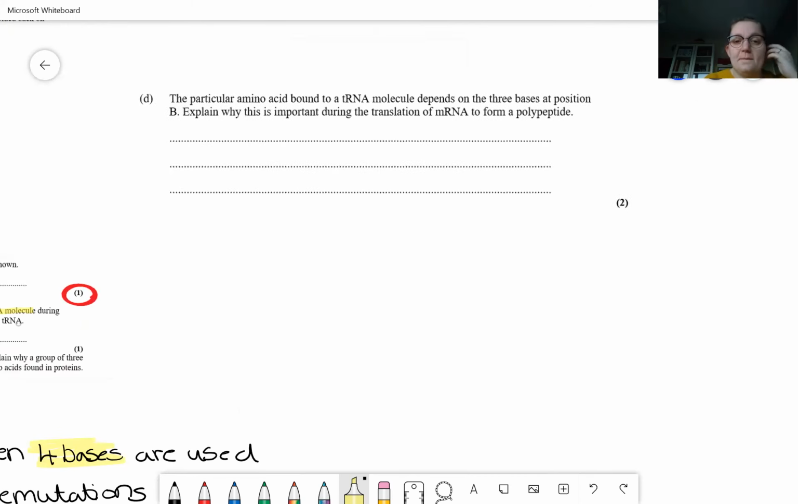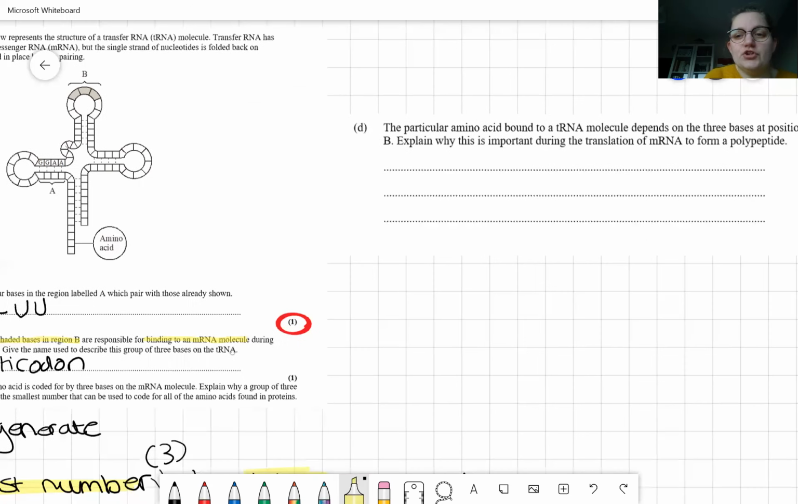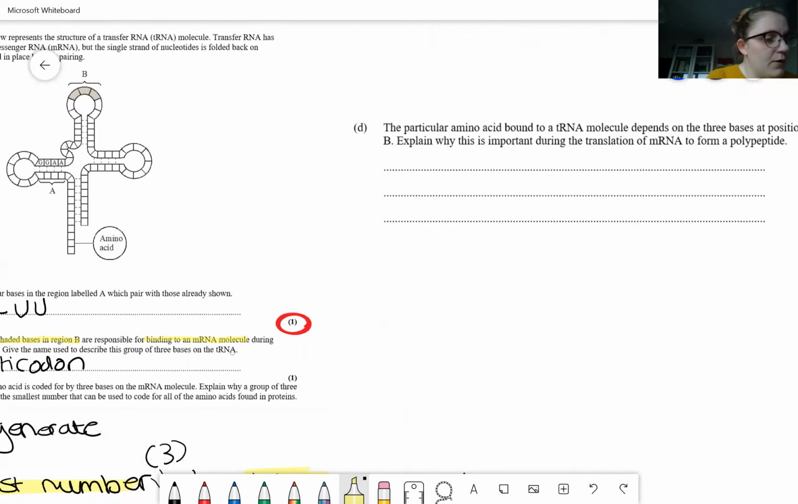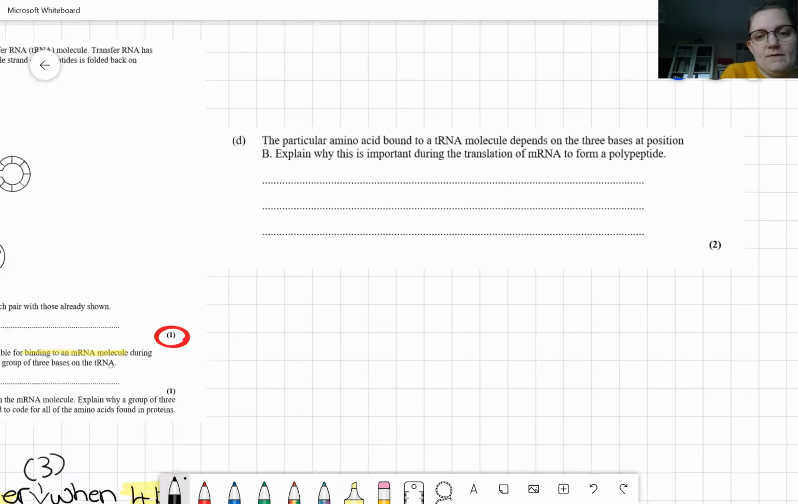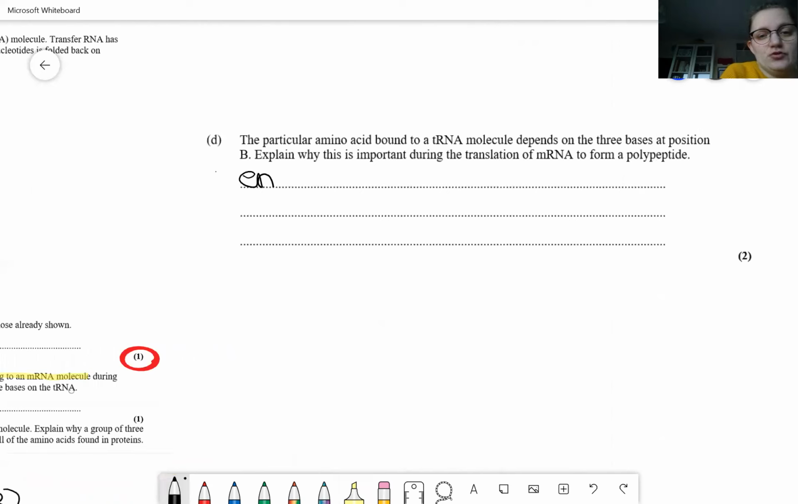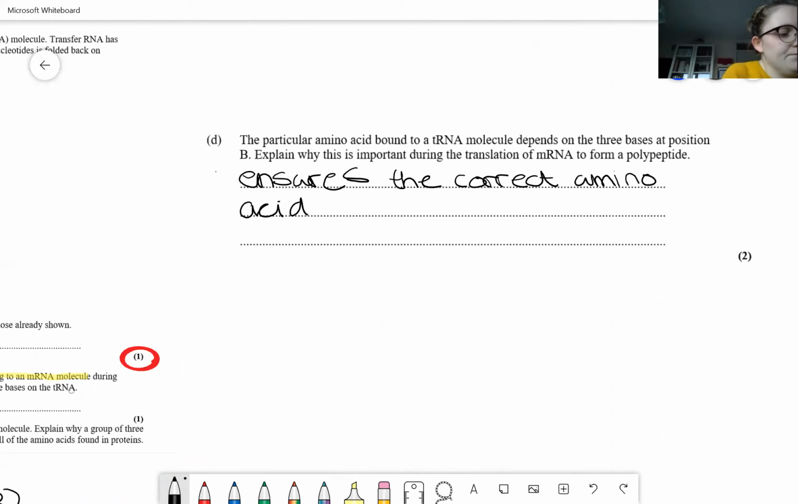The particular amino acid bound to a tRNA molecule depends on the 3 bases at position B. We can see position B there. Why is this important during the translation of mRNA to form a polypeptide? Well, it is important because, let me make this a little bit bigger, it ensures the correct amino acid is added to the polypeptide chain.